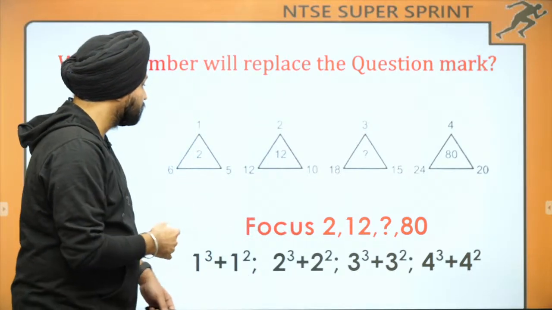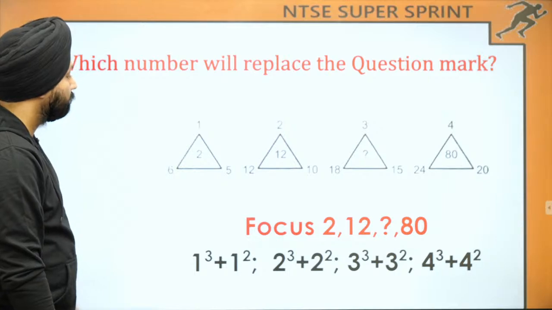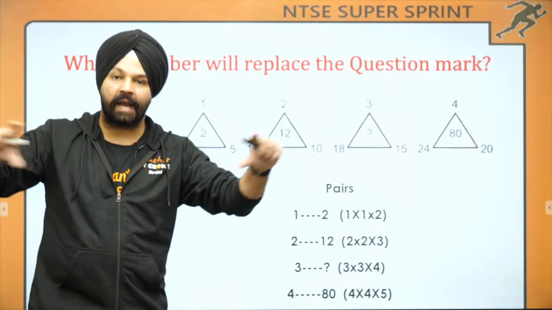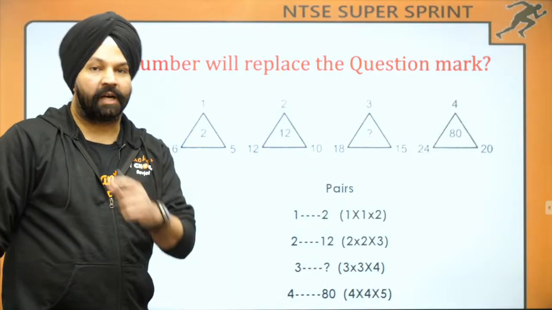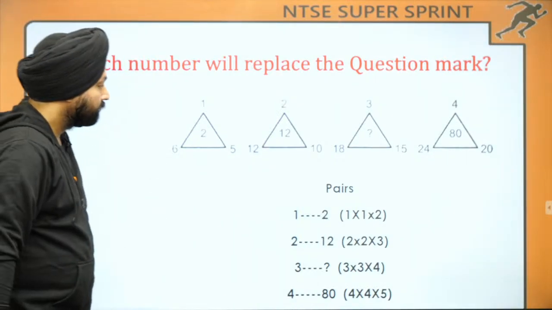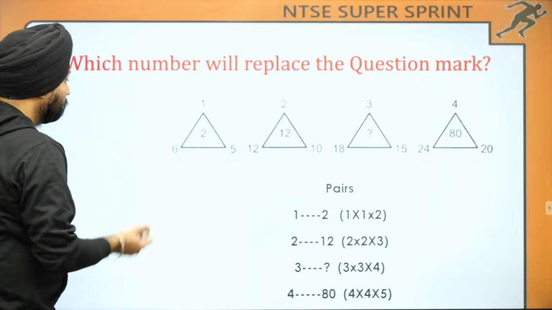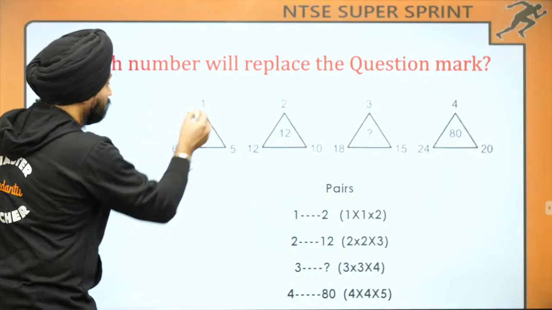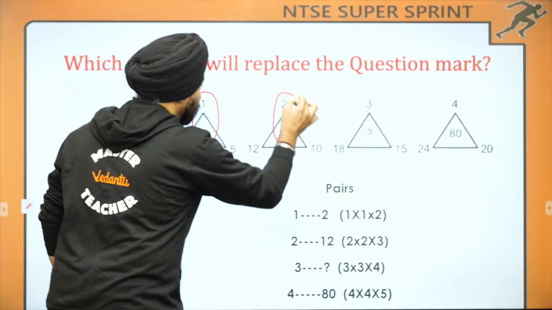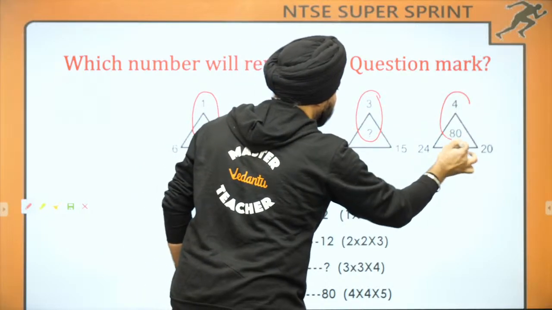Is there anything else which can be done for this question? Well, I don't think so that we need to apply anything else to this when we have got such a beautiful pattern inside the triangles, but we'll still explore something. Now what is that? Let's have a look at the pairs. The pairs of 1 and 2, 2 and 12, 3 and dash, 4 and 80.